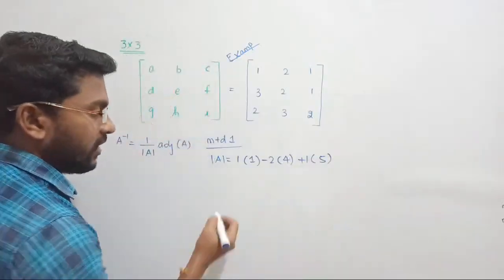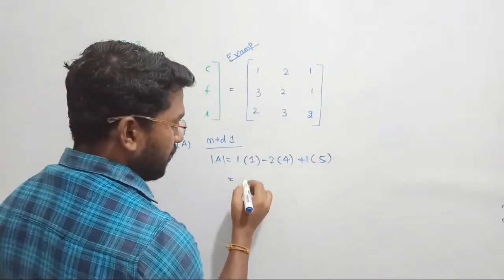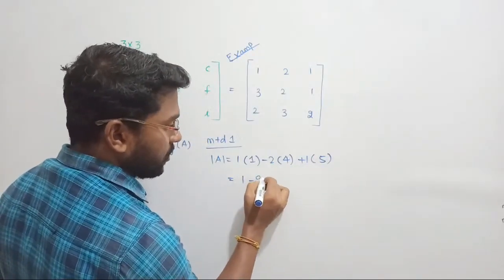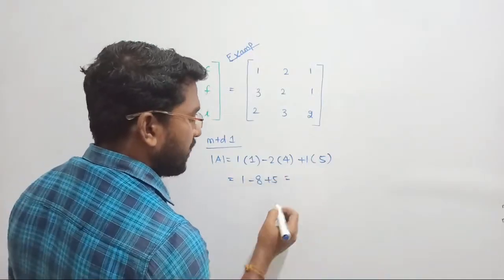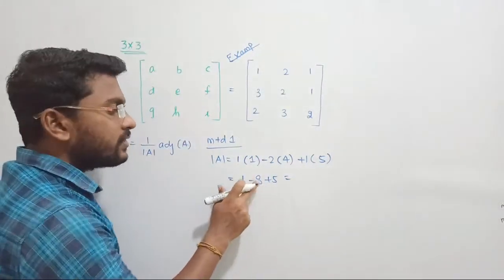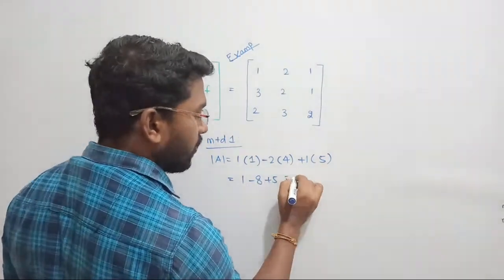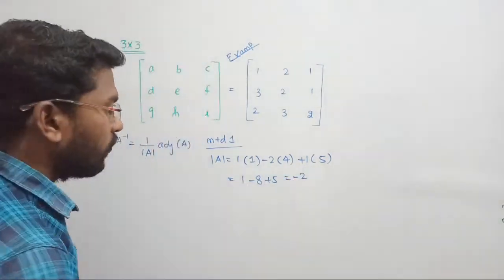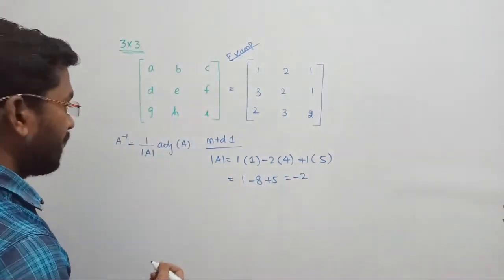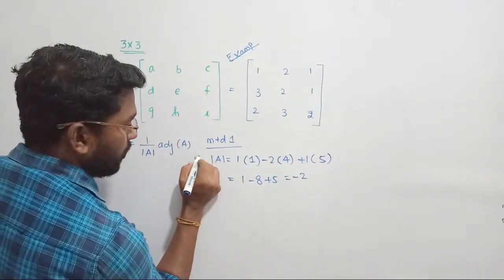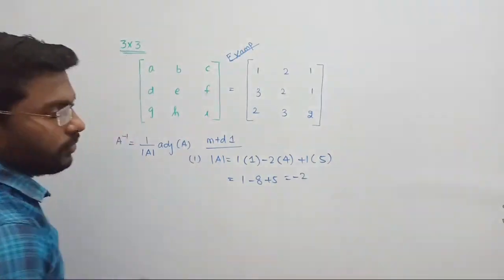Right? So what will be the answer here? Its answer is going to be 1 minus 8 plus 5. So 5 plus 1 will be 6. 6 minus 8 will give you minus 2. So we found the determinant. So this is step number 1, just to find the determinant of the matrix.